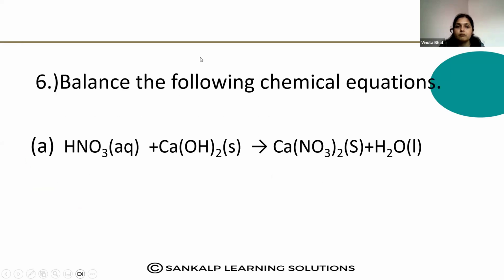Question. Balance the following chemical reaction. HNO3 reacts with calcium hydroxide, which forms calcium nitrate and water. See the hydrogen 1, 3 hydrogen here, 2 hydrogens, oxygen 3 plus 2, 5 oxygen here, 6 plus 1, 7 oxygen, and calcium is the same. So now we have to balance the oxygen.